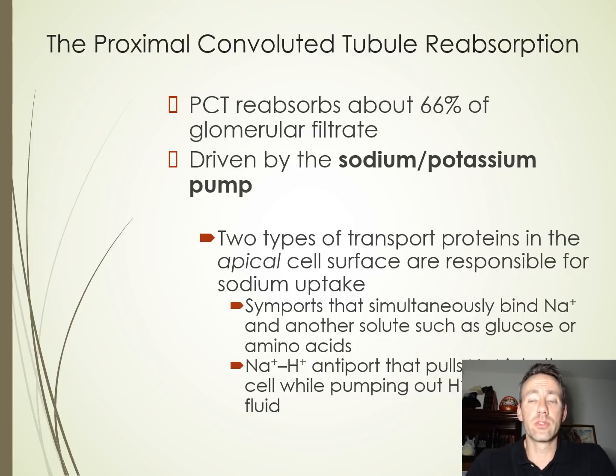So the proximal convoluted tubule reabsorbs about 2/3 of the glomerular filtrate. So 2/3 of that 120 mils per minute or so is going to be reabsorbed right away in the proximal convoluted tubule. This is driven by the sodium-potassium pump. It's an important pump that has to maintain a gradient so that things can get moved into the cell. Again, we're going to be seeing things like symporters or co-transporters and exchangers.